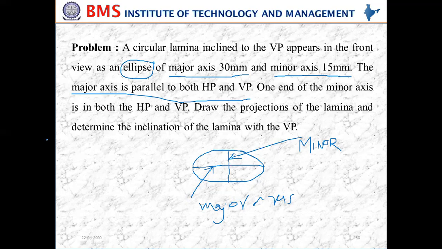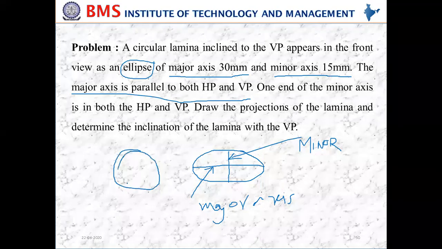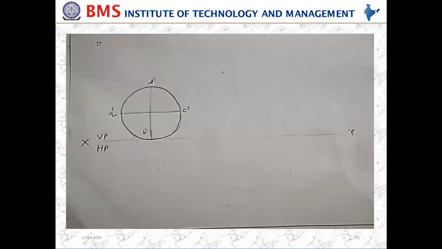The circular lamina looks like this. A circular lamina which appears as the major axis in the front view means that the lamina itself is given an inclination to VP. So we need to keep the lamina parallel to VP. When you keep the lamina parallel to VP, it looks like this.